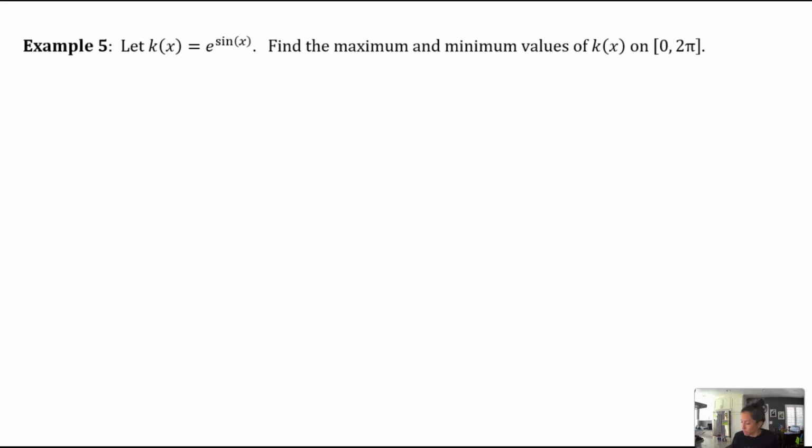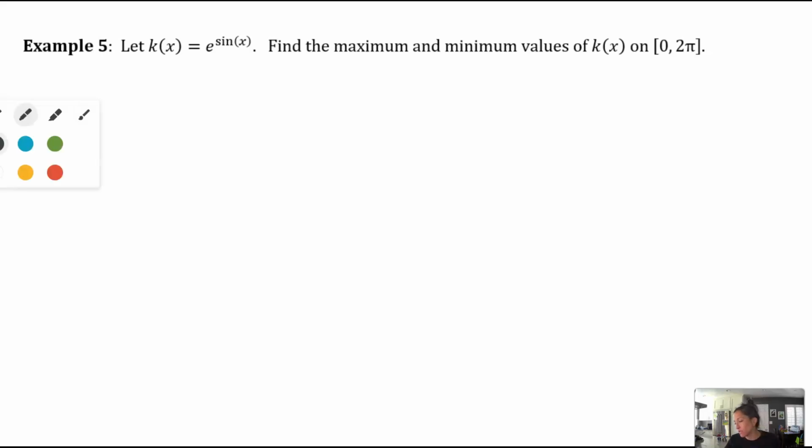All right, 2 more examples and we're done with the EVT. And we move on to second derivatives and what they tell us about our graphs. So example 5, we have a lovely chain rule question. And of course, now we've got some exciting stuff. We've got some trig mixed with an exponential. And we're asked to find our max and minimum values on 0 to 2 pi.